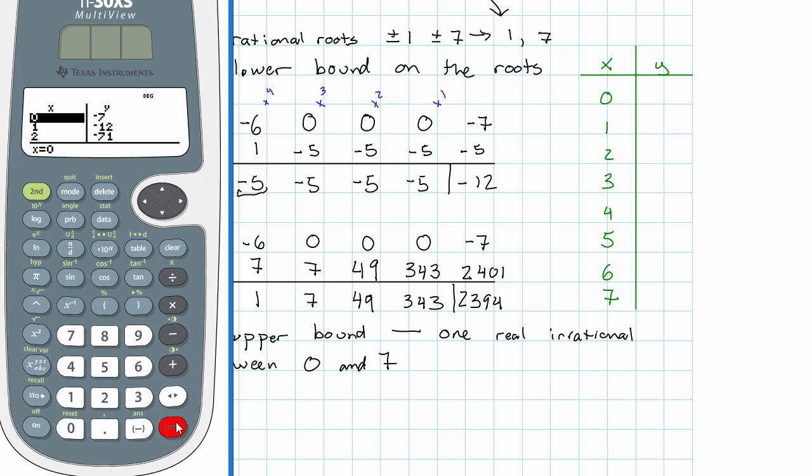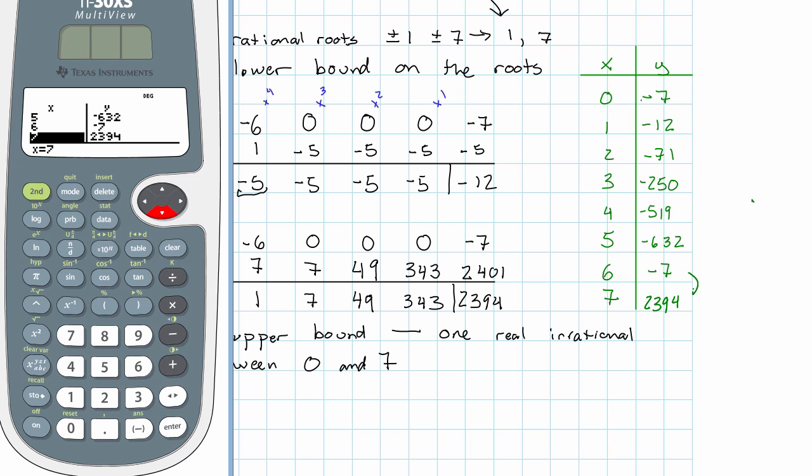So my y values are -7, -12, -71, -250, -519, -632, and then we've got a -7 and a positive 2394. So that's where my y value goes from negative to positive. Our real irrational root is going to end up being between 6 and 7. And now I can start narrowing that down.